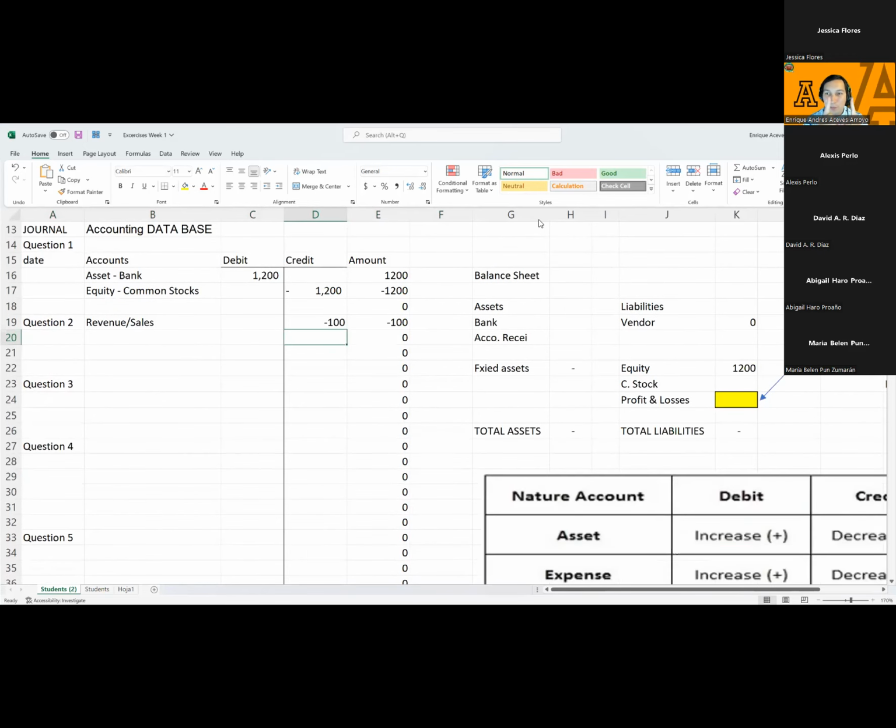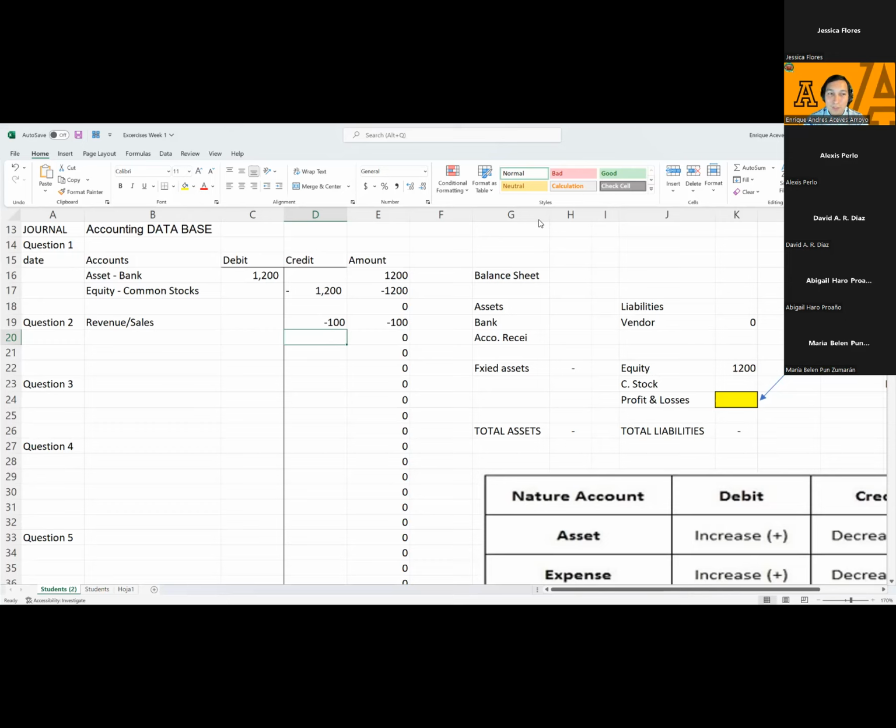There are two ways people get confused, guys. Learn this very well and you will nail it. People tend to confuse assets with expenses, okay? And people tend to confuse revenues with liabilities.